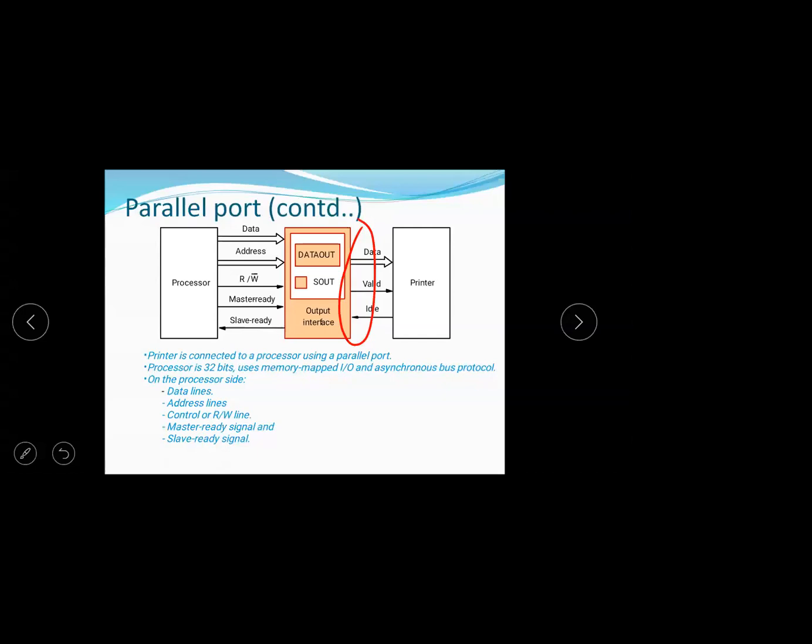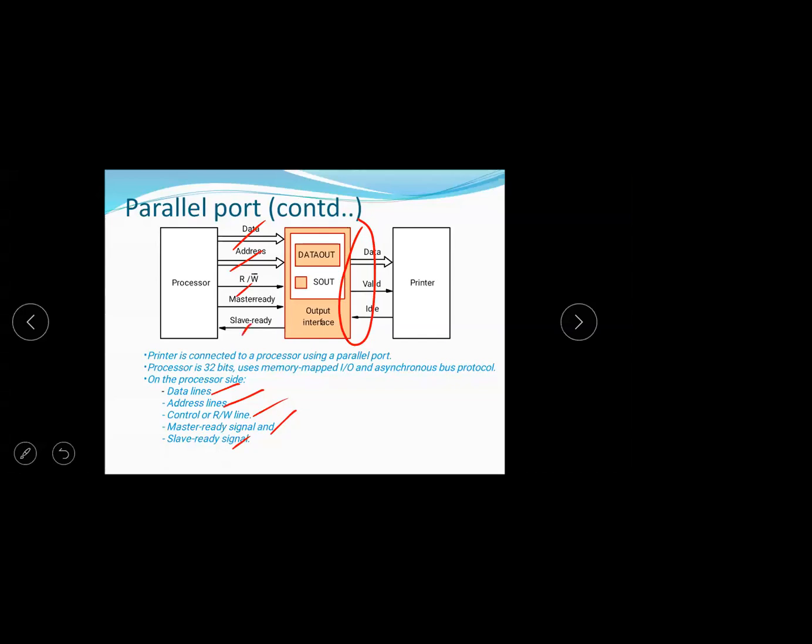On the processor side, the interface consists of data lines, the address line, control read/write operation, and the master ready and slave ready signals. Master is the one who initiates the transfer, and the responding device is known as the slave. Okay, master ready and slave ready signals.